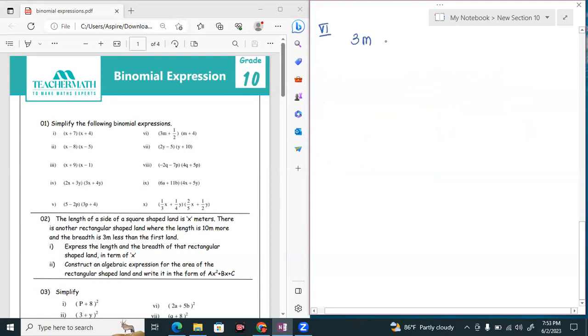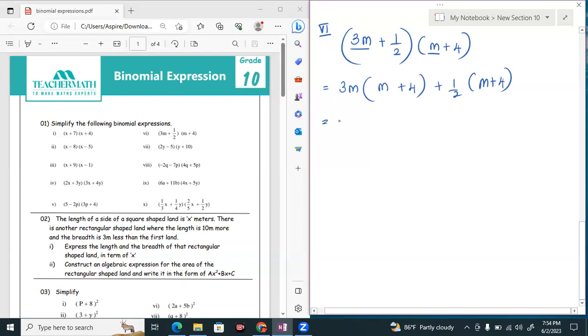Sixth one, it is 3m add half into m add 4, okay? Then 3m into m plus 4, then half into m plus 4. Then 3m into m, it is 3m squared. 3m into 4, it is 4m. Half into m, it is half into m. Half into 4, when you multiply half by 4, 4 is divided by 2, it is 2. Okay, so then 3m squared, 4 plus half means 4 and half m add 2.